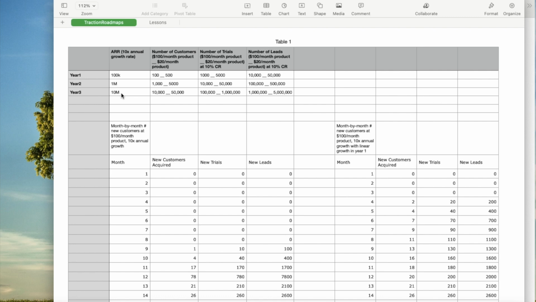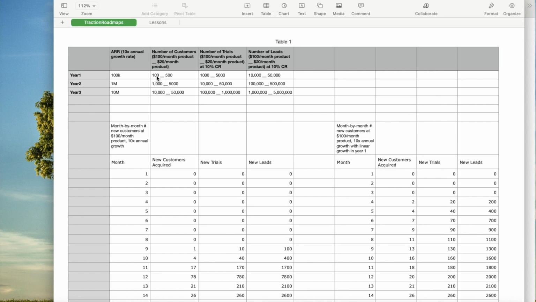The most common one for a scalable startup is 10x, which also coincides with the YC 10% per week growth rate. So you take your 10x growth rate per year, and you work backwards. At the end of year 2, I would need 1 million ARR, and at the end of year 1, 100K ARR. And then how many customers is that? Again, I put this at the 100 a month offering and the 20 a month offering.